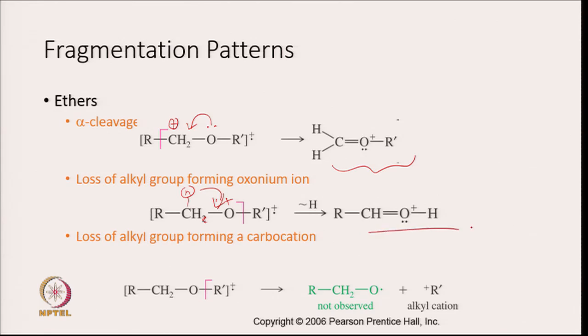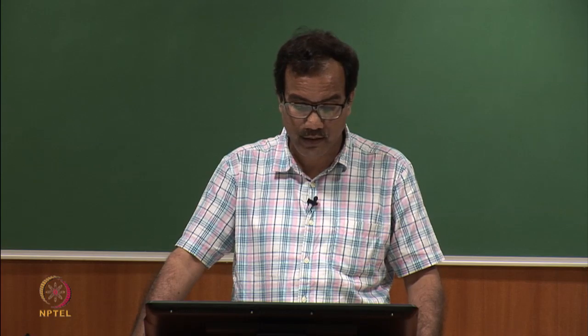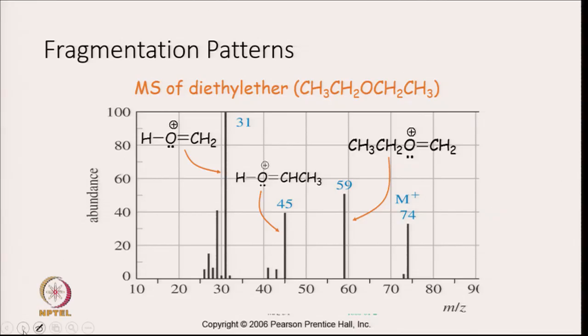Loss of an alkyl group can also happen where the plus charge is on the alkyl group, and that is how a carbocation can get formed. Now, let us look at the fragmentation pattern of diethyl ether, and this is the mass spectrum of diethyl ether.